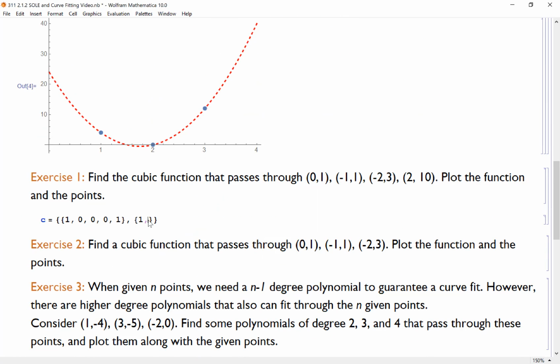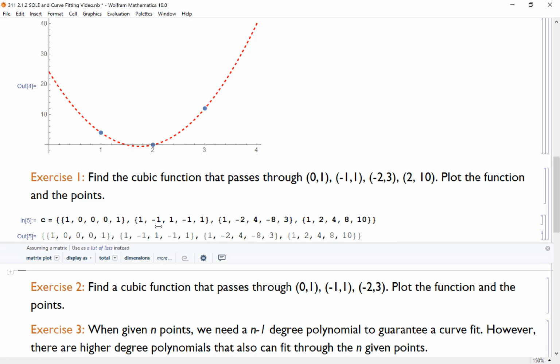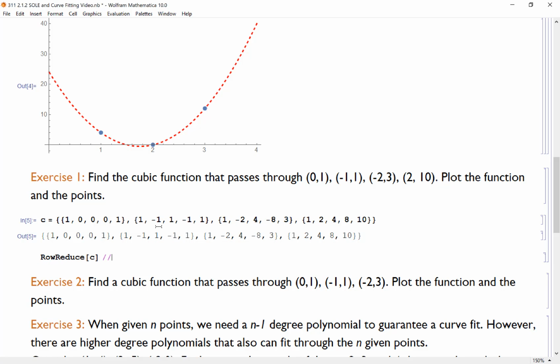And so this is the 1, my a sub 0. I have negative 1 times a sub 1, negative 1 squared times a sub 2, negative 1 cubed times a sub 3 equals 1. And similarly, we have 1, negative 2, negative 2 squared, negative 2 cubed equals 3, and 1, 2, 2 squared, 2 cubed equals 10. There's my matrix C.